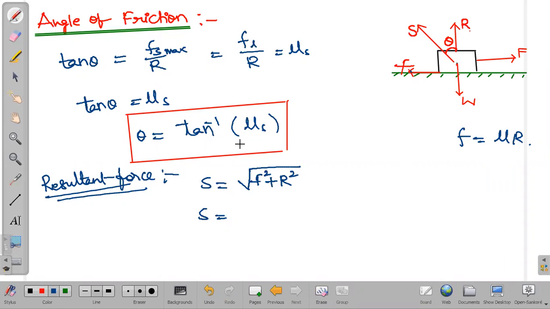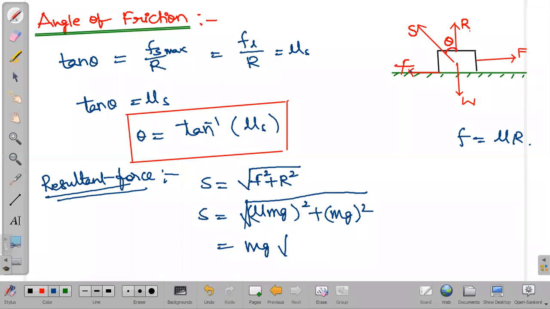So mu into mg, I can write mu into mg for F, square, plus R is what? R will be balanced by this weight, so we write mg. Now mg square we will get. So this is the resultant force. In both the terms mg square is common, I can take mg out. So mg times square root of mu square plus 1 we will write, when I take out mg as common.